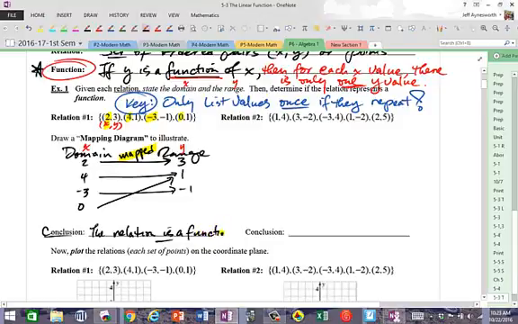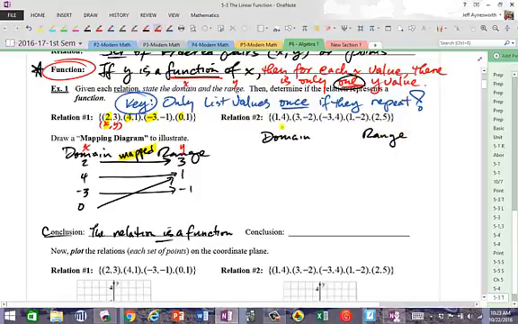Why? Because every X value is mapped to only one Y value, only one. Notice that in the definition here, it says for each x value, there's only one, not two y values, but only one. Now, if there is more than one, it gets violated, and then we're going to say it's not a function. So in this next relation here, let's take a look at the domain and the range.